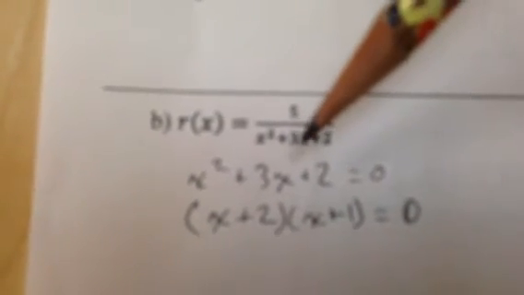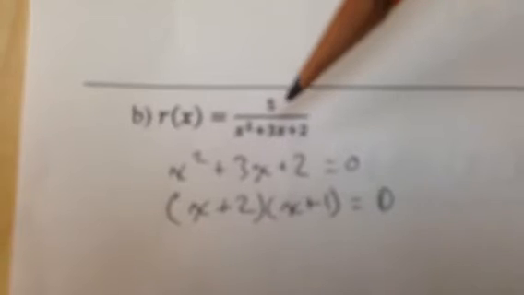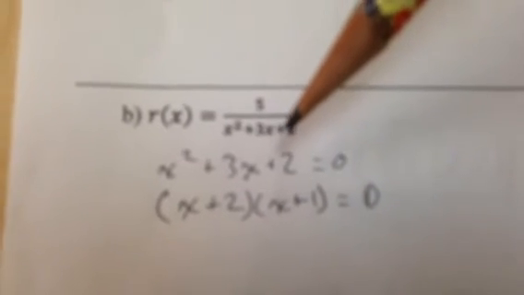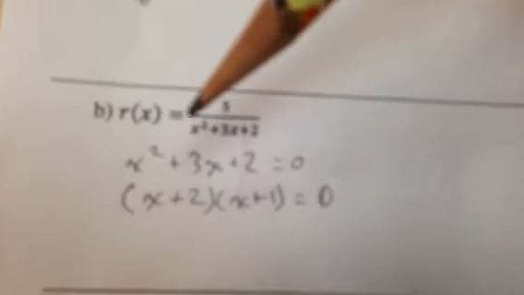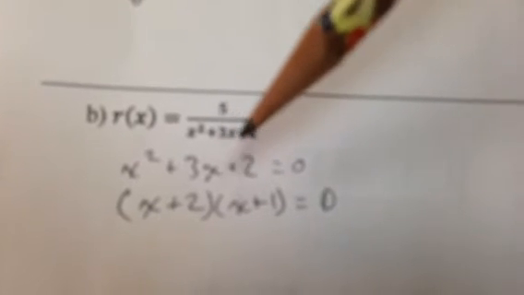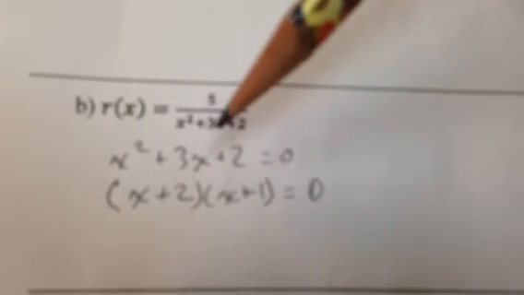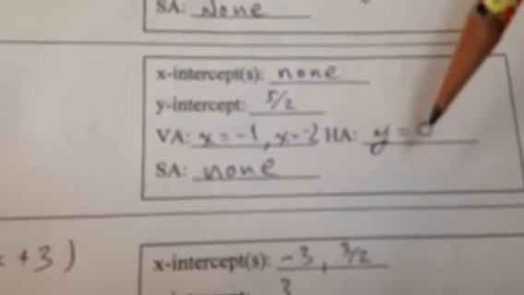The horizontal asymptote: since the degree on the bottom is greater than the degree on the top, this function's horizontal asymptote is y equals 0. When the degree is greater on the bottom than the top, the horizontal asymptote equals 0. So y equals 0 is our horizontal asymptote. And once again, it does not have a slanted asymptote. Well, let's keep going. One more.